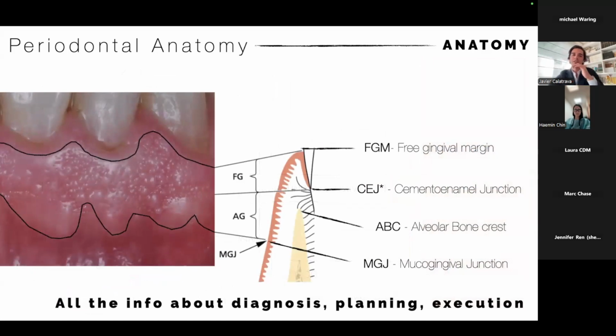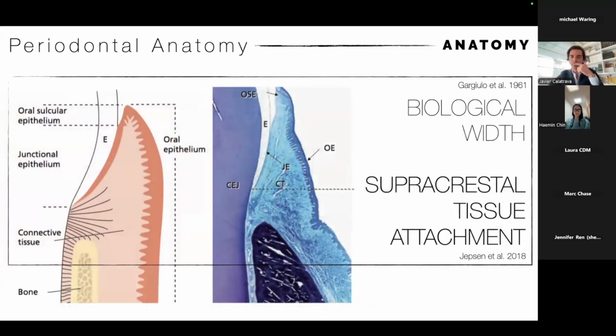Because any single crown lengthening treatment that you do in your clinic, in your life, will be dependent on the relative relations of these four anatomical structures: the free gingival margin, the cemento-enamel junction, the alveolar bone crest, and the mucogingival junction. And this gives us all the information about the diagnosis, treatment planning, and execution.